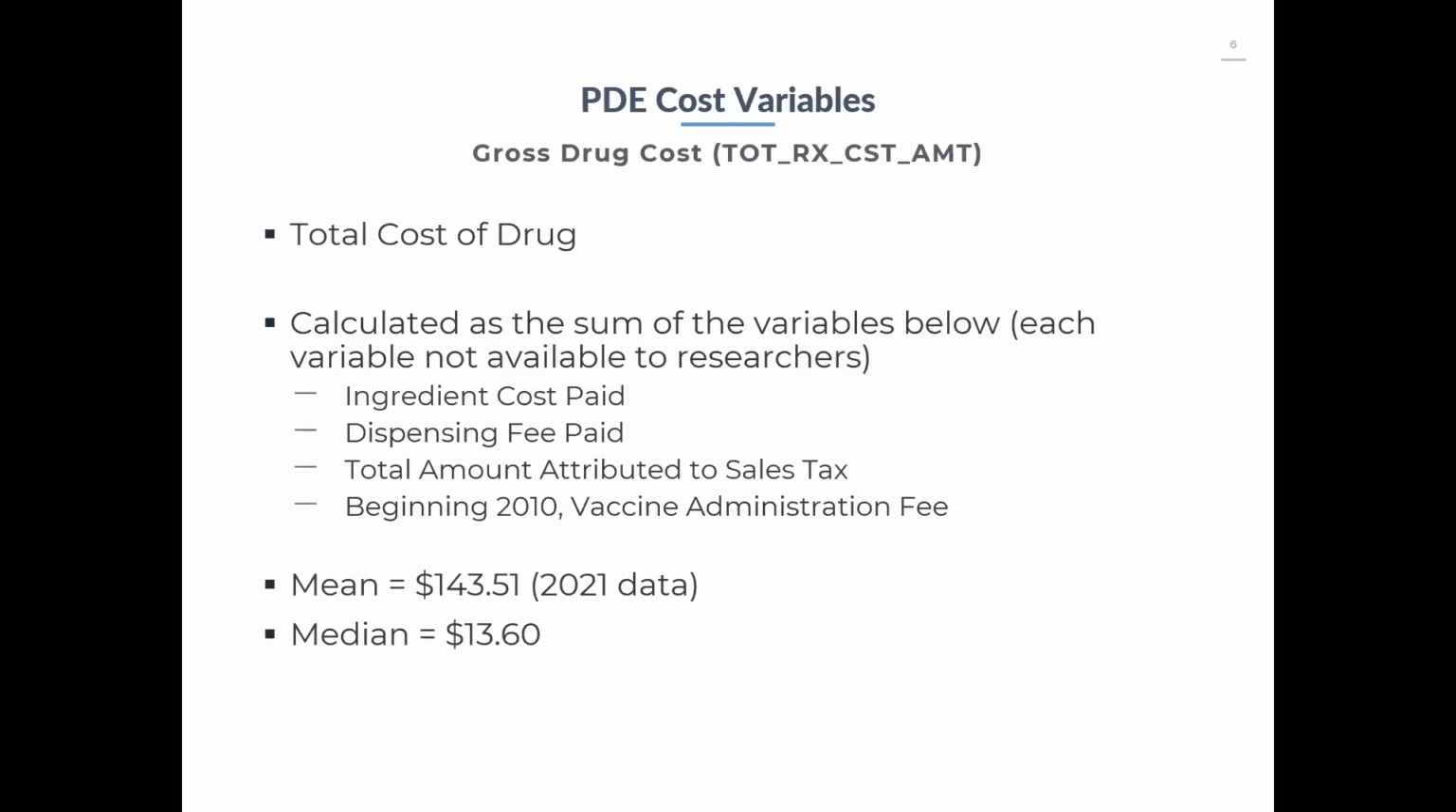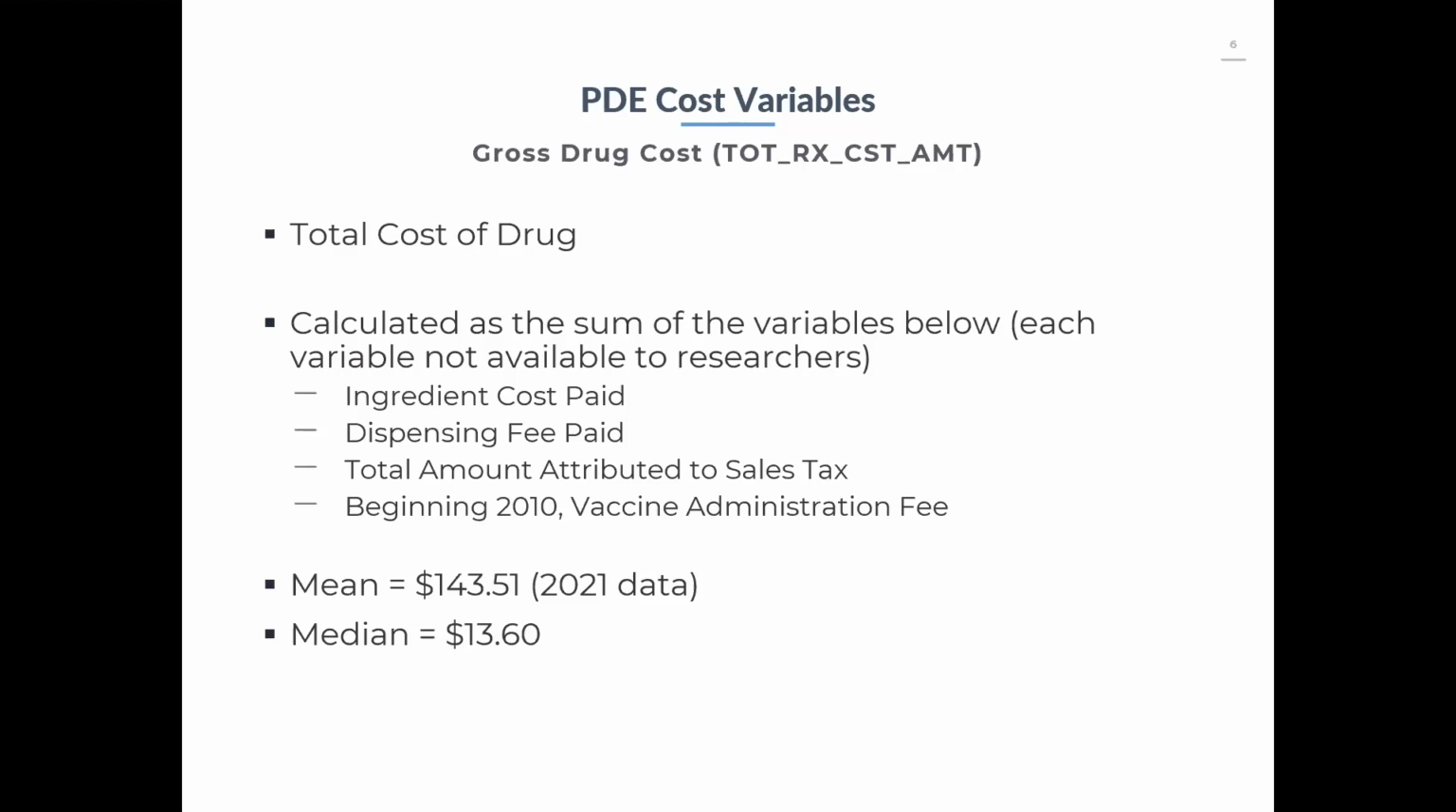The total cost of the drug, total gross cost, is actually the sum of some different components that we have listed underneath the second bullet. These variables are not available in the PDE data, but it is good to have the background of what different components go into that variable. So there's the ingredient cost, the dispensing fee, total amount attributed to sales tax, and starting in 2010, the vaccine administration fee.